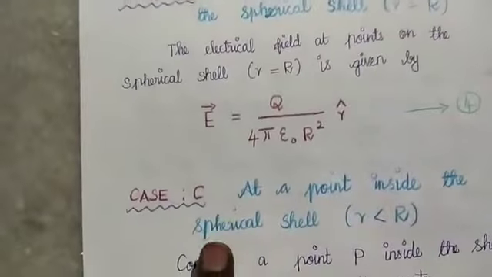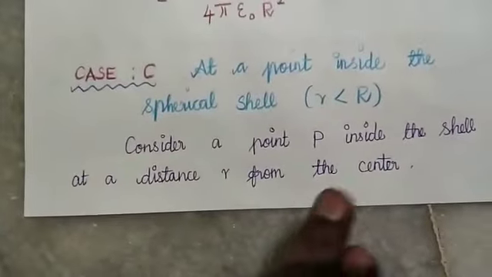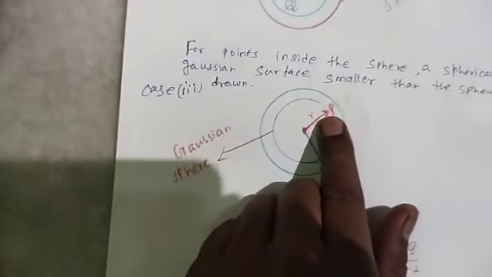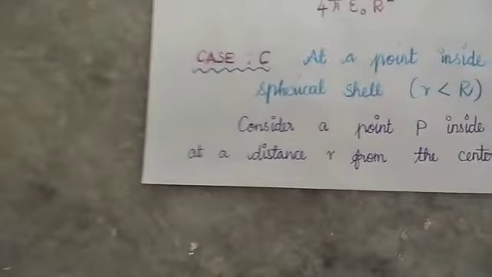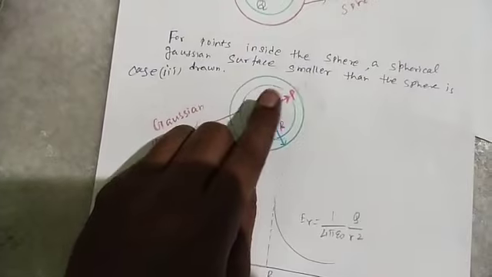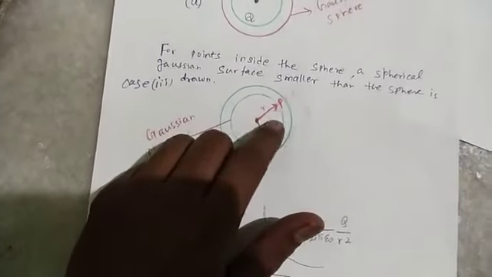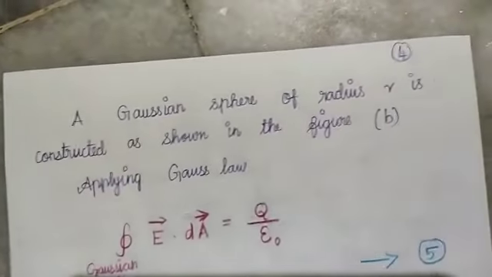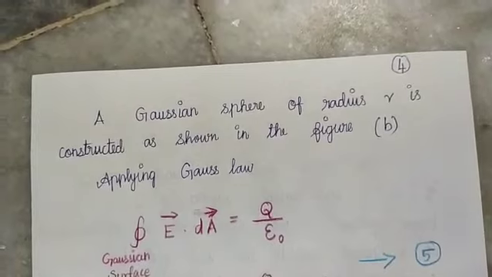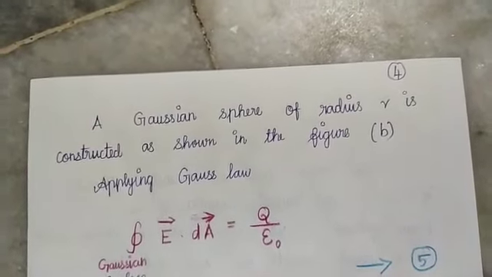So consider a point P inside the cell, at a distance r from the center. So a Gaussian sphere of radius r is constructed as shown in diagram B.